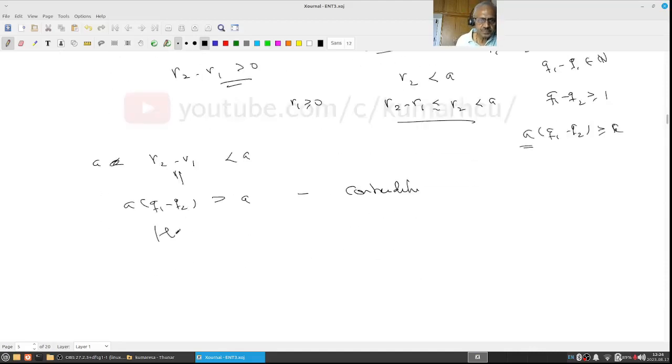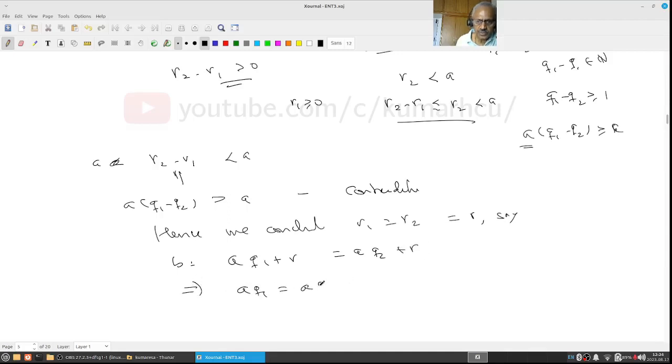Hence we conclude r1 equal to r2. Since r1 is r2, b equal to aq1 plus r, call it r, equal to aq2 plus r. This implies aq1 equal to aq2. That implies a into q1 minus q2 is 0. So a is not equal to 0. That implies q1 minus q2 is 0. That implies q1 equal to q2. That is the proof.